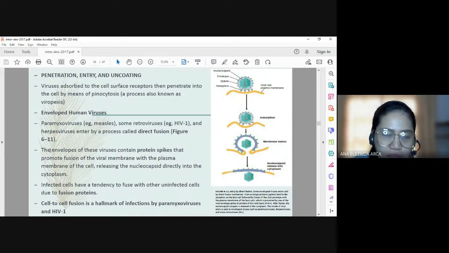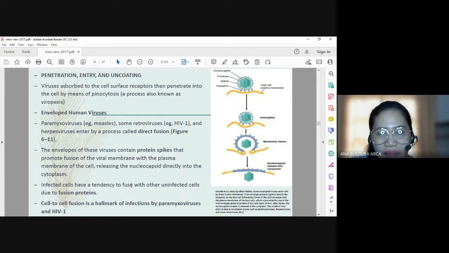So sabi dito, the envelopes of these viruses contain protein spikes. Ito, di ba? Protein spikes. That promote fusion of the viral membrane with the plasma membrane of the cell. Ito yung plasma membrane of the cell. Nagkakaroon doon ng fusion, di ba? Releasing the nucleocapsid directly into the cytoplasm. Ito na yung nucleocapsid, class, nakapasok na. Okay? Infected cells, they have a tendency to fuse with other uninfected cells due to the fusion protein. So yun ang characteristic, class, ng virus.